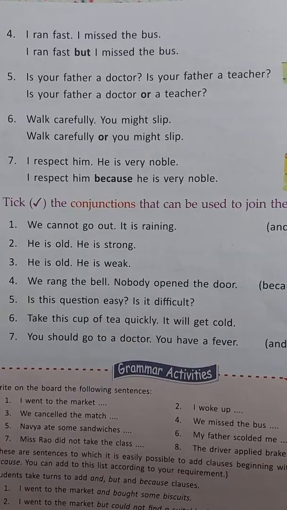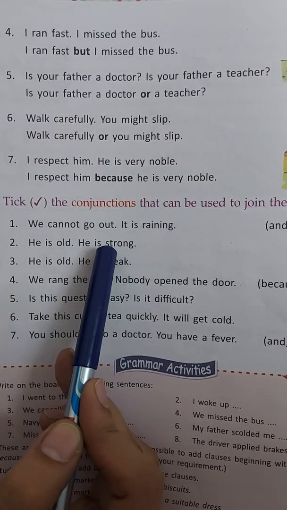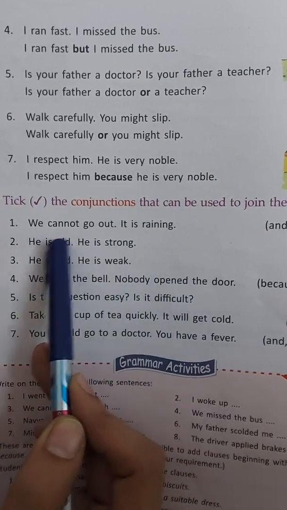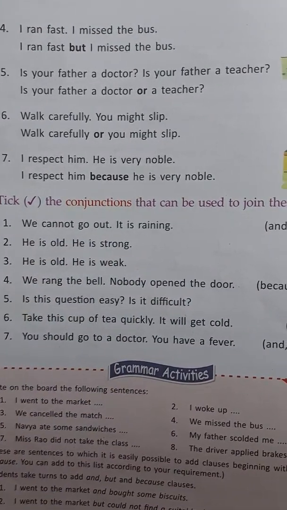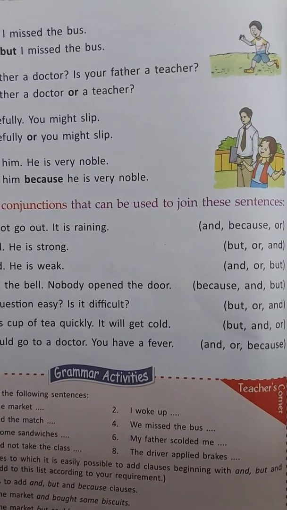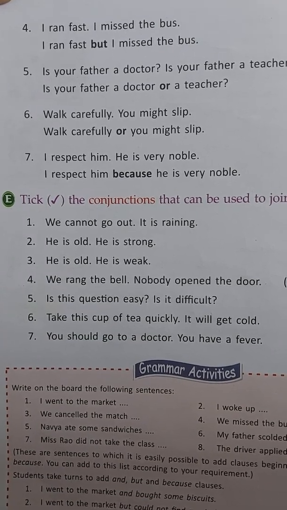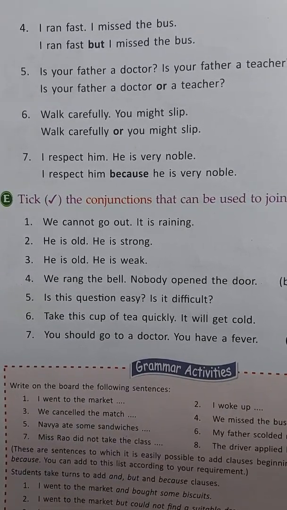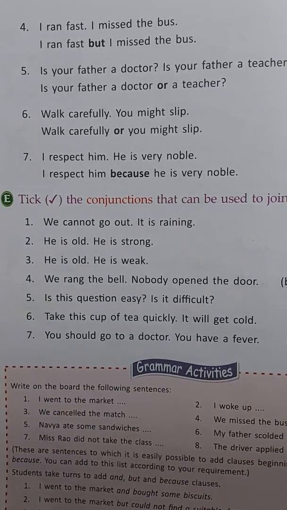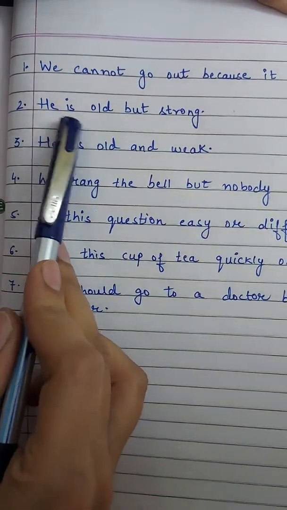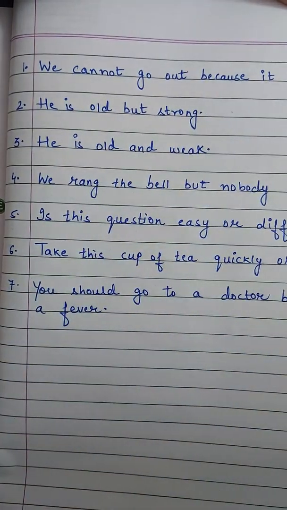Next. He is old. He is strong. Now two opposite ideas are there, old and strong. Which conjunction will we use? Let's see the options first. But, or, and. When we are talking about two opposite ideas, we use the conjunction but. So our sentence will be, he is old but strong. Okay, children?